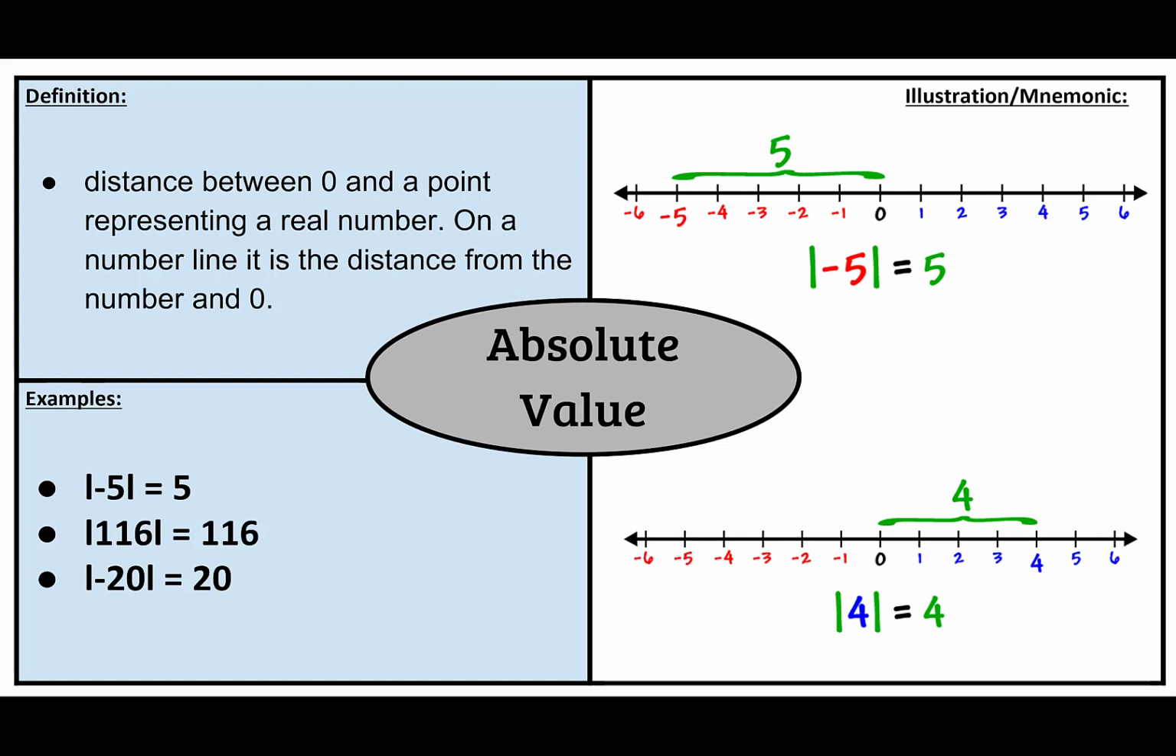When we look at the definition of absolute value, it reads as the distance between 0 and a point representing a real number. On a number line, it is the distance from the number and 0. Okay? So it is the distance from a number and 0. I want to talk about that, and we'll review that when we go over the illustration and mnemonic section.